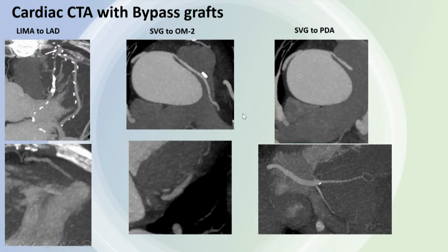Here are examples of grafts. This is a case we just read last week. This is a LIMA graft going to the LAD. These are MIP slices. Here's the touchdown site. You can see all the clips. A lot of disease in the proximal LAD. This is the distal part of the graft. This is a saphenous vein graft with probably moderate stenosis in the proximal segment that's eventually going to an OM2. It is patent, and here's an SVG that's headed to the PDA and also supplying blood to this posterolateral branch.